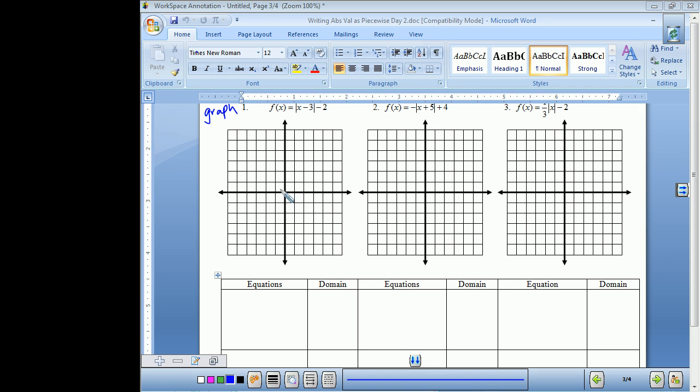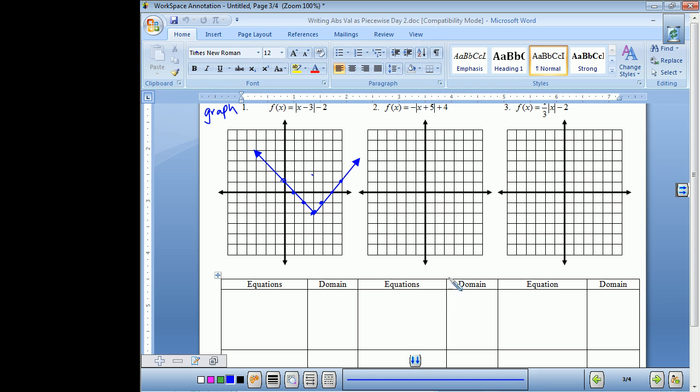Okay, sounds like we're done, so let's move on. The first one has a vertex at 3, negative 2, so let's plot it in the right place, 3, negative 2, and then our moves are over 1, up 1, unless there is a stretch or compression, and there's not in this case, so let's go ahead and graph that function.